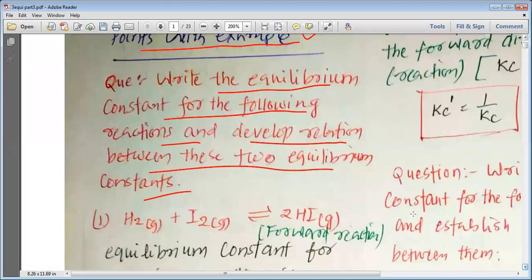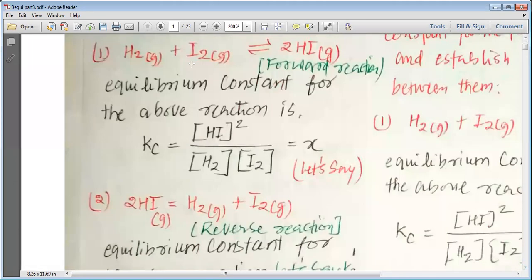Now, please have a look at these reactions. H2 plus I2 gives 2HI. Let us say this is the forward reaction. For this reaction, if you want to write the equilibrium constant, we can write Kc is equal to concentration of the product HI to the power 2 divided by concentration of I2. The stoichiometric coefficient is 1, so there is no need to put any power. Same way, the concentration of H2 to the power 1. That is what I have written.